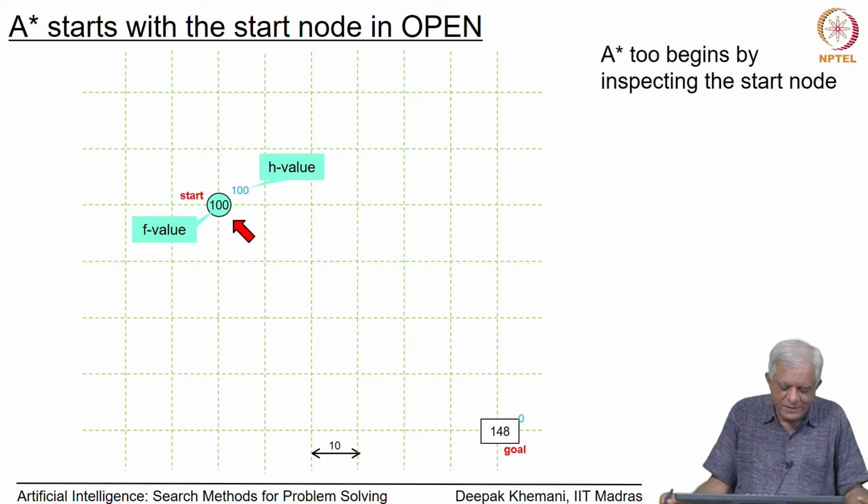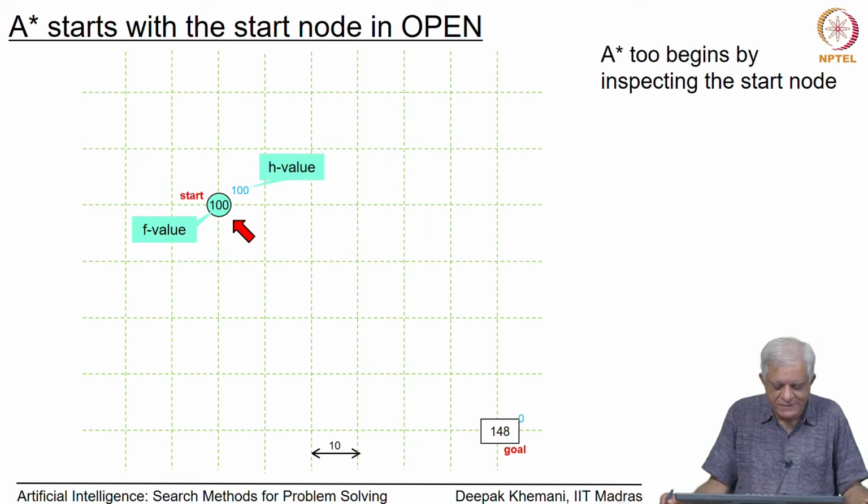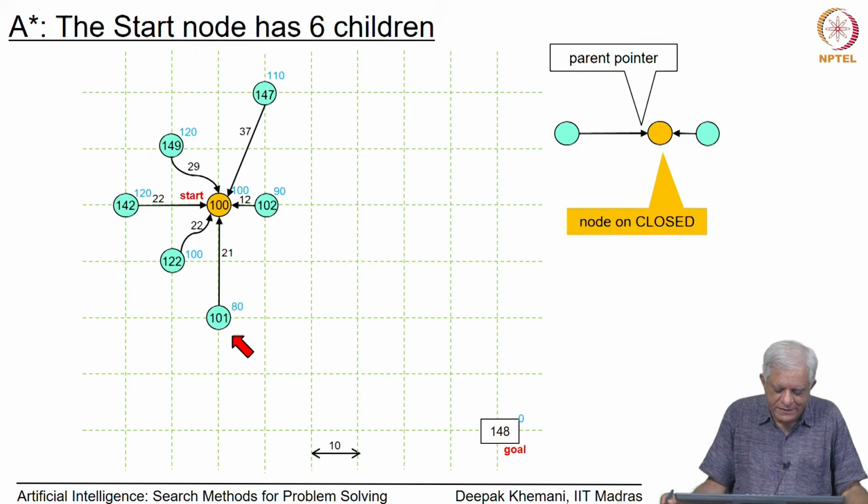Remember, it is the f value, but the f value is equal to the h value for the start node, because the g value is 0, because you are already at the start node, and this is the only node in contention. So, like all other algorithms, algorithm A star also begins by picking this node as the first node for expansion, for inspection, checking whether it is a goal, and if it is not the goal, then expanding it and generating its neighbors. You can see here that it has gone into the closed list.